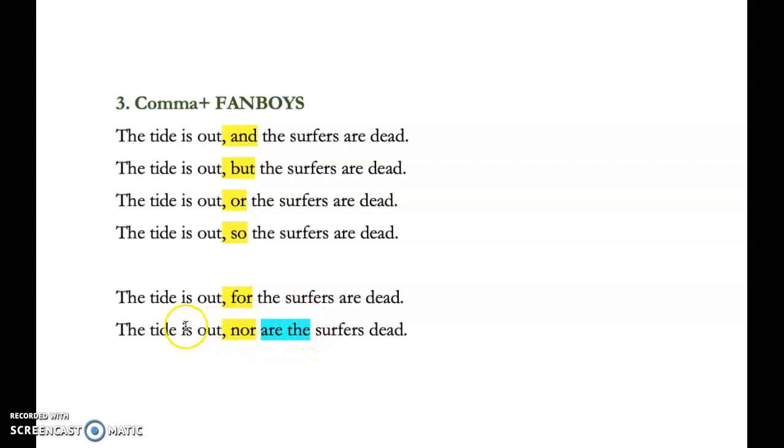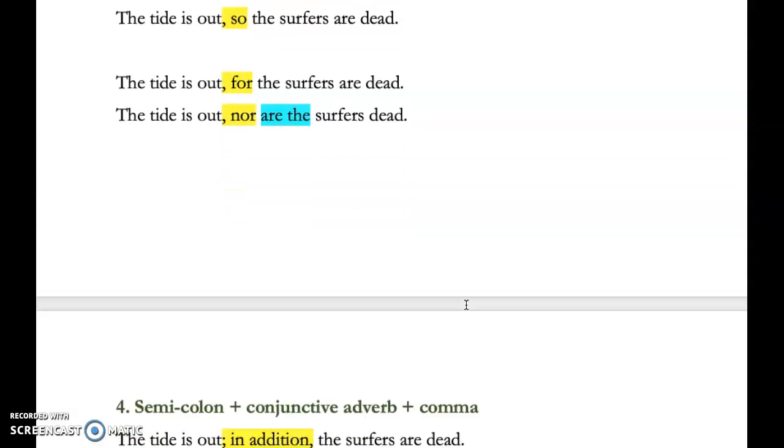So you don't say the tide is out, nor the surfers are dead. And I'm hoping you can hear that that sounds kind of wrong. You have to sort of flip the verb here. You take the verb, the are, and you put it in front of the subject, which is the surfers. In general, you're not going to use these last two options, but if you do, remember that you need to put a comma before them.